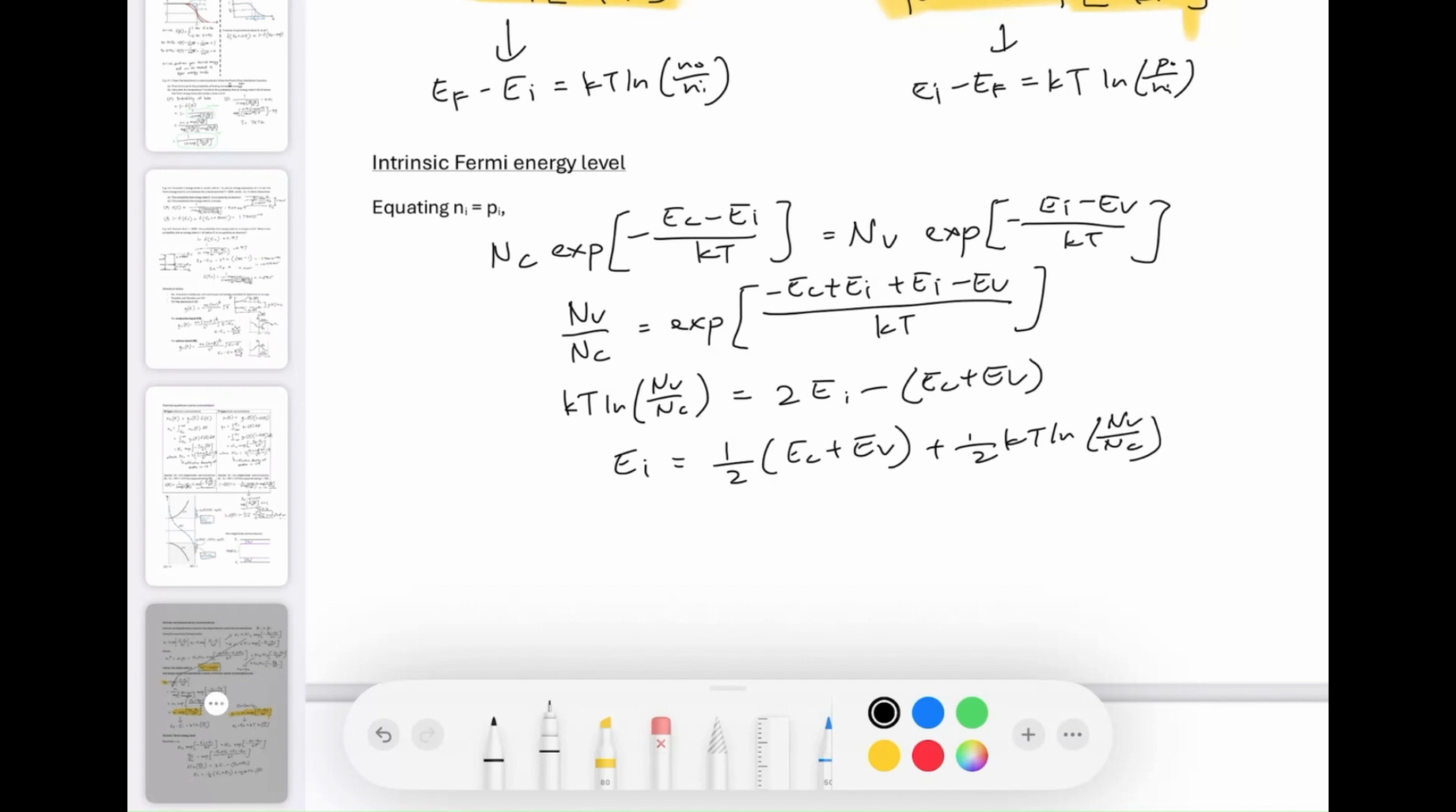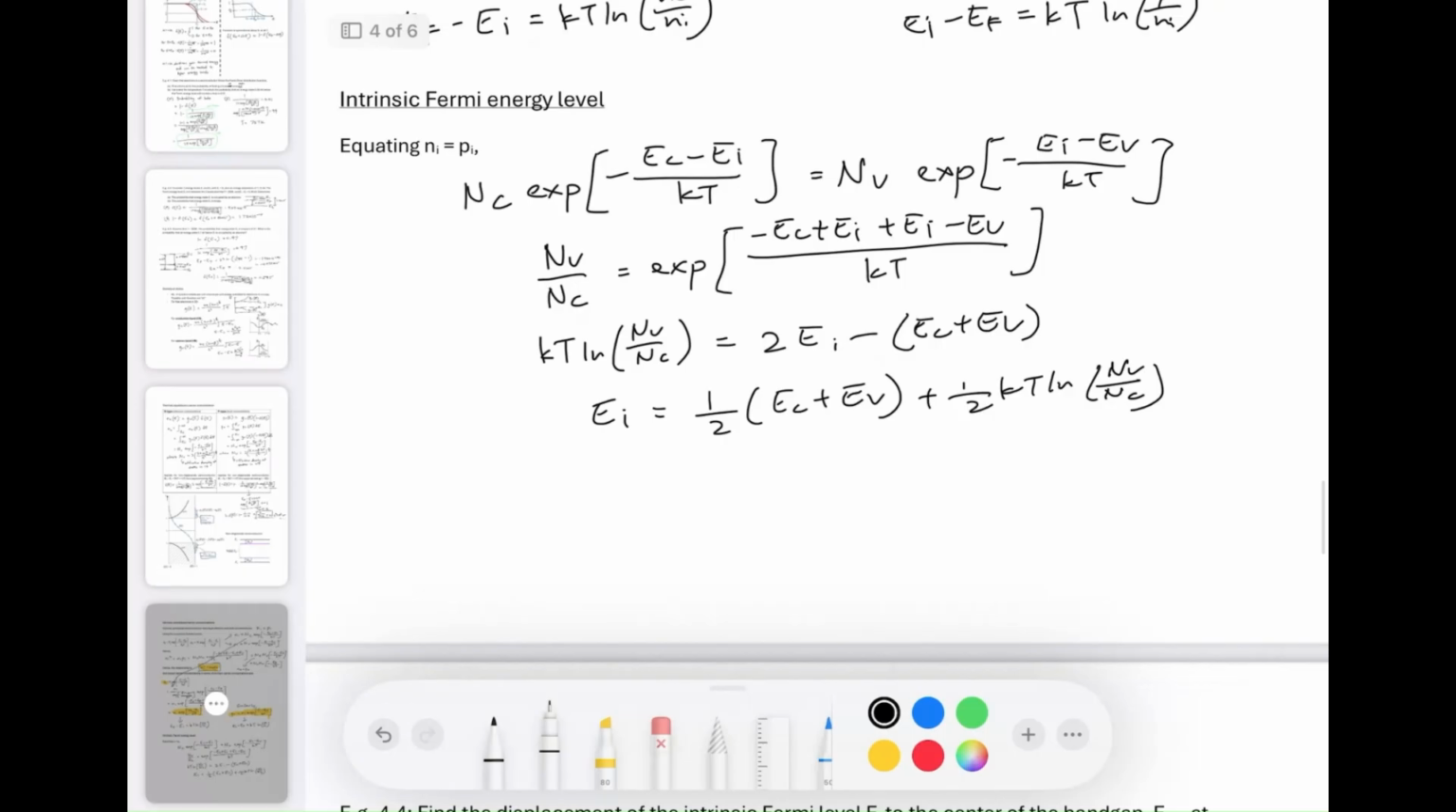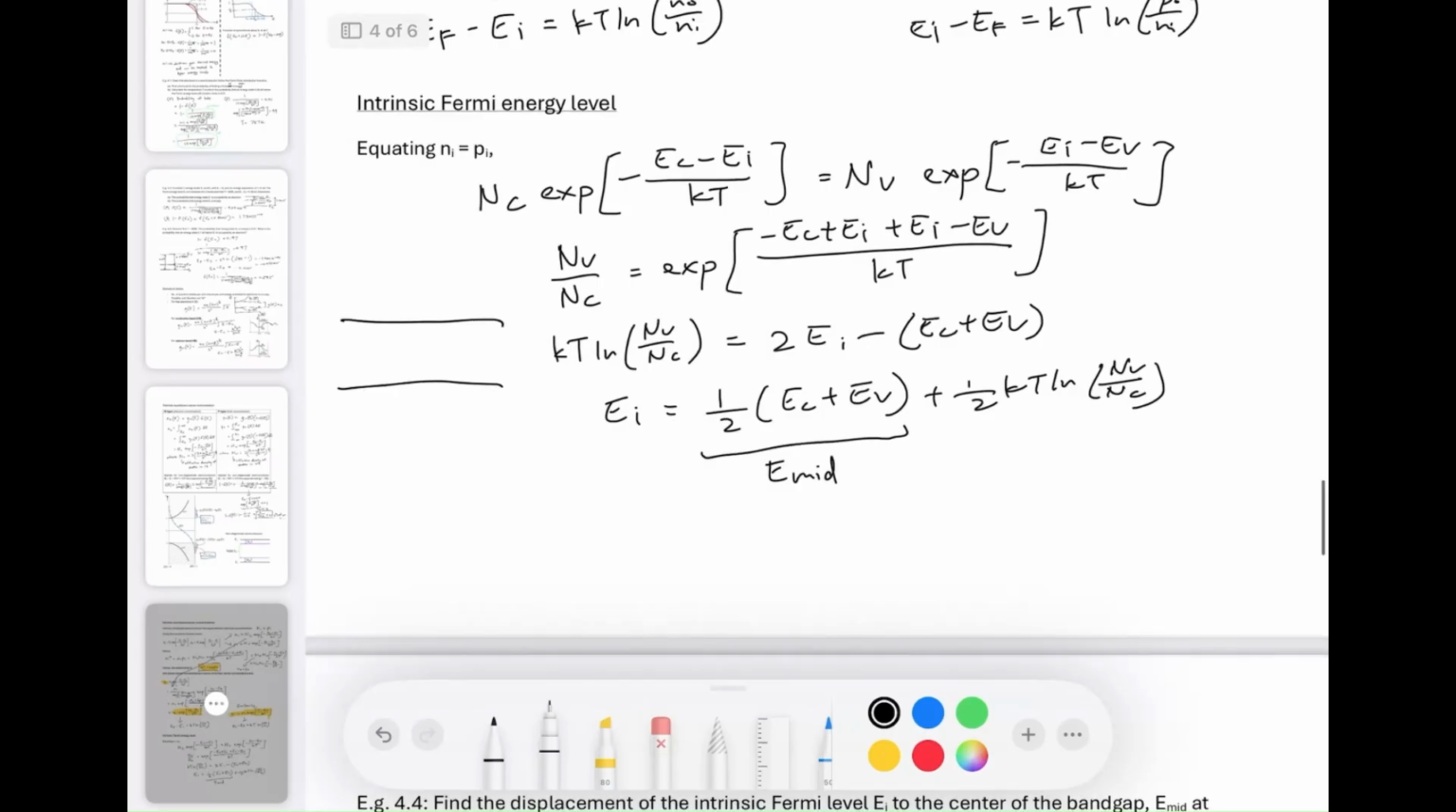Okay, so here's what we have so far. If you look at half Ec plus Ev, this is actually the middle of the bands. So when you add Ec and Ev and divide by 2, you get exactly the middle. So this is E mid. You can either use this form, or you can sub in. Remember, we have found Nv and Nc earlier, so we can just sub this in. I'm just going to write E mid because it's faster to write, but it's the same thing.